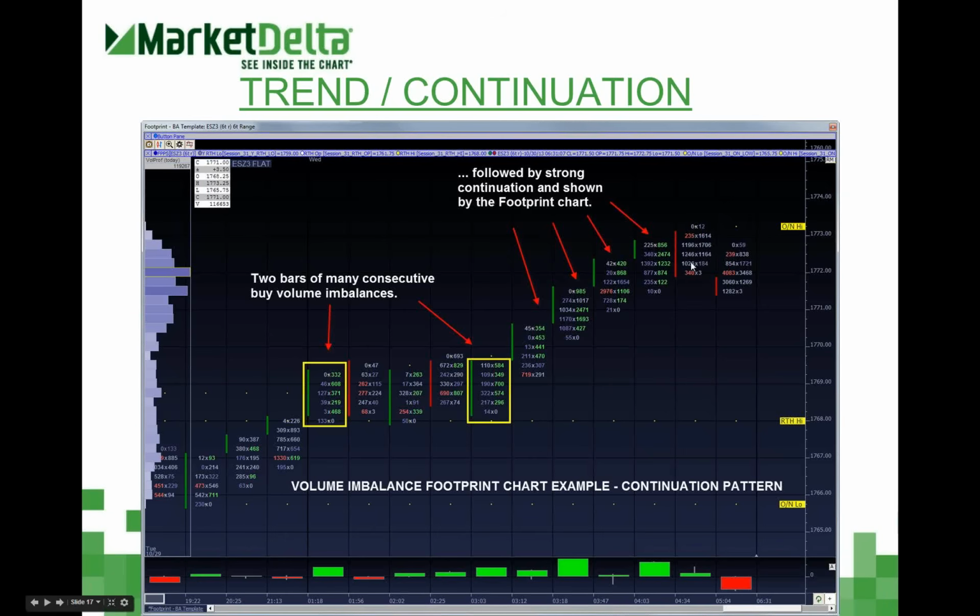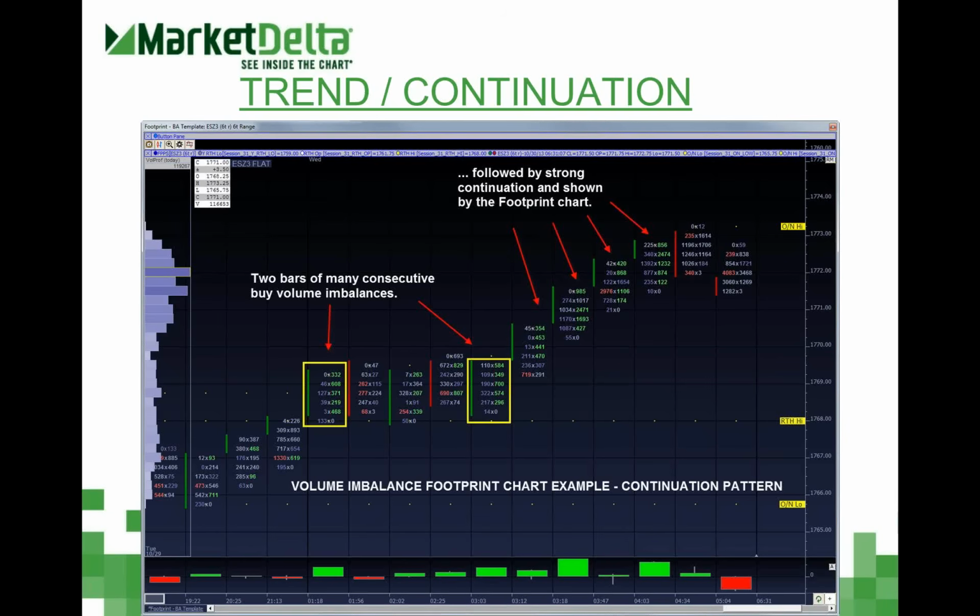You can see the sellers stepped in finally. And what else do you see? There was no buy imbalance. The buying imbalance ceased to exist. That alone is very valuable information, especially when we've seen it be so prevalent in the previous bars. Every bar leading up to it had multiple buy volume imbalances. Here we have none, and in fact we have selling. So hopefully this is making sense.